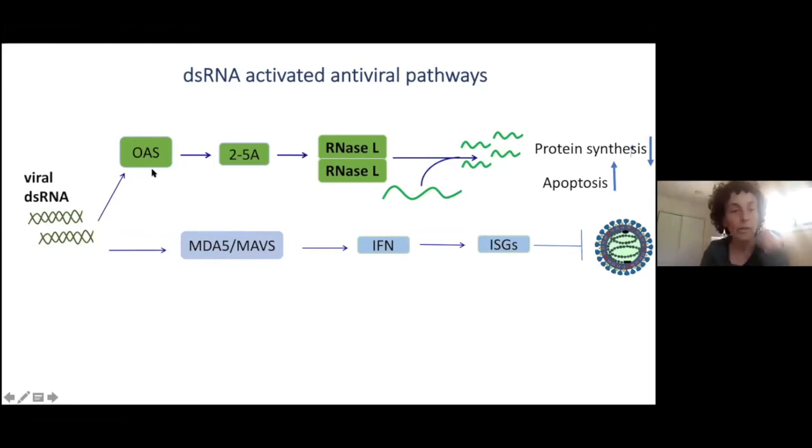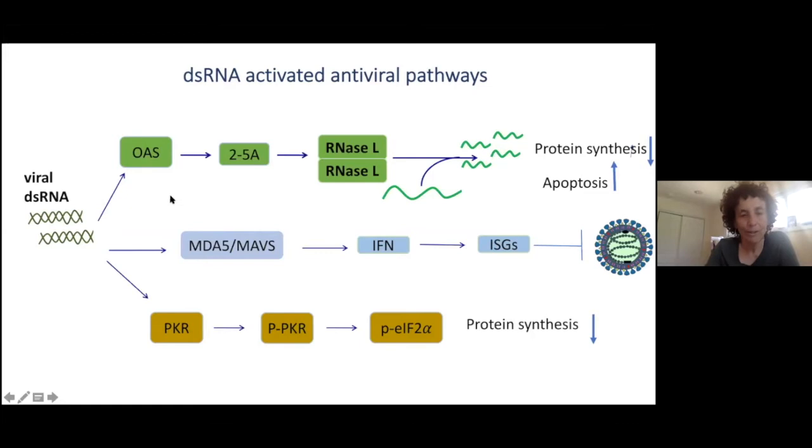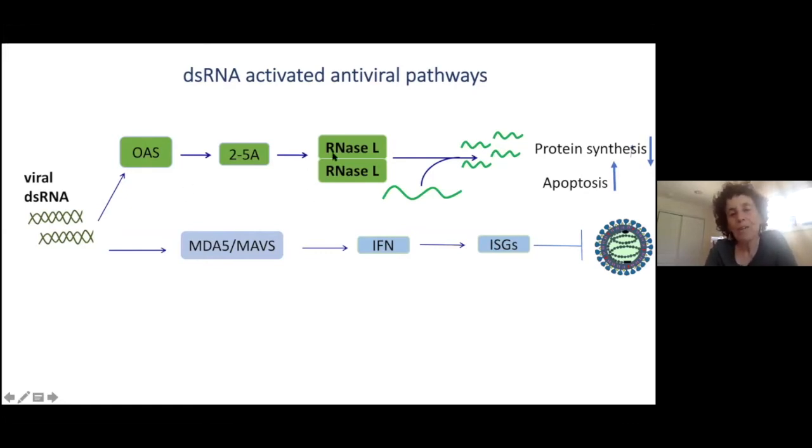There are several OAS proteins that recognize double-stranded RNA and then synthesize 2,5A, a small oligoadenylate. 2,5A causes the dimerization and activation of RNase L, which then cleaves single-stranded both host and viral RNA, and this results in protein synthesis inhibition, apoptosis, and antiviral activities as the viral RNA is degraded as well as the host RNA.